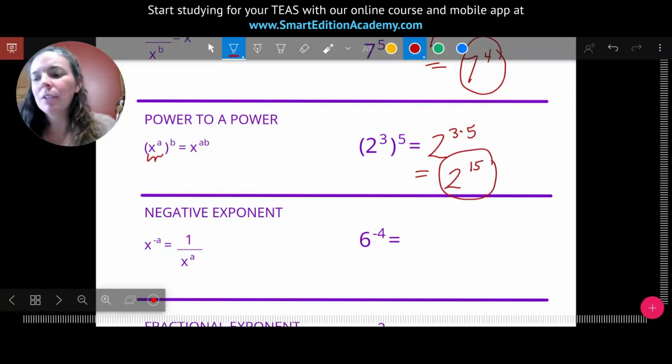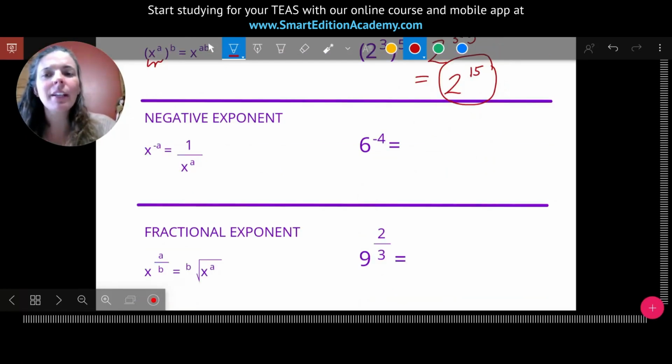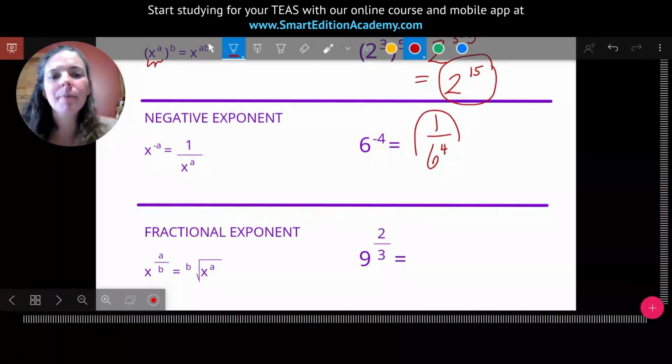Okay. 2 more little rules here. Negative exponent. We in math typically do not like to have negative exponents. So what we want to do is we want to make the exponent positive. And the way that we do that is we push the exponent to the bottom. So x to the negative a is the same thing as 1 over x to the a. Okay, so 6 to the negative fourth is the same thing as 1 over 6 to the fourth.